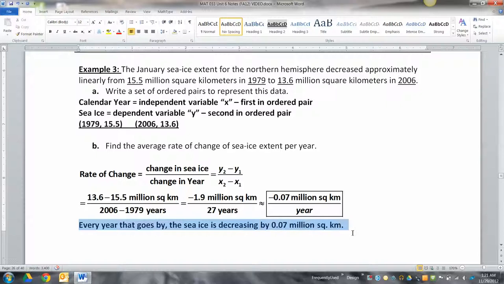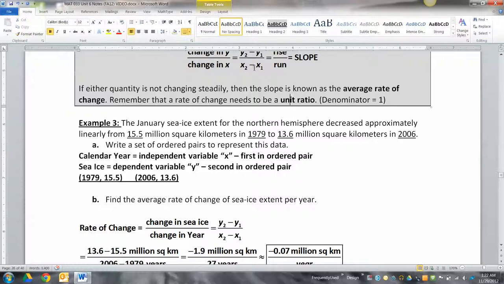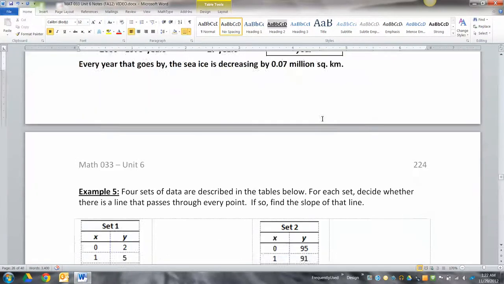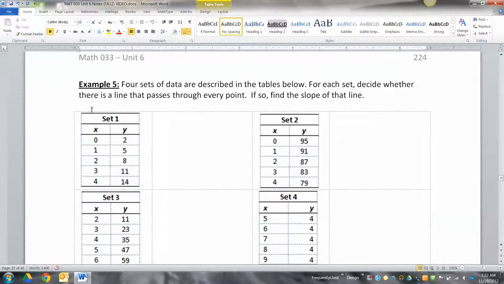Now take a moment and look at that, because what we're saying is that that rate of change can be interpreted in a very specific way, right? For every one year unit ratio that goes by, every single year, that sea ice is decreasing by that much. And that's for every one in the x direction. That's because it has to be a unit ratio and x is the denominator. All right, so that's going to help us here.